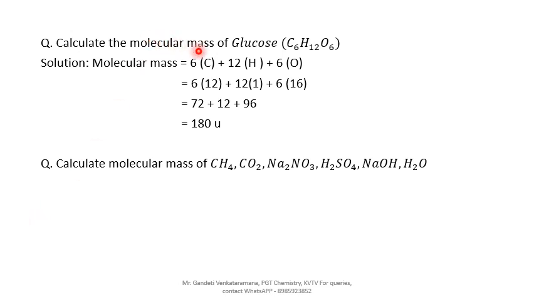Calculate the molecular mass of glucose. Formula C6H12O6. Solution: atomic mass of carbon is 12, and 6 carbons are available, so 6 into 12, 72, plus hydrogen atomic mass 1, 12 into 1, 12, plus oxygen 16. We have 6 oxygens, so 6 into 16, 96. Total value is 180 unified mass, or 180. So the molecular mass of glucose is 180.